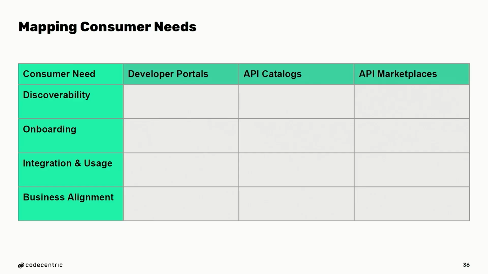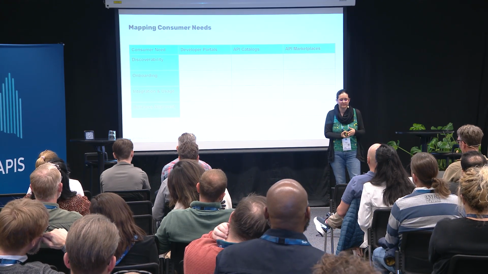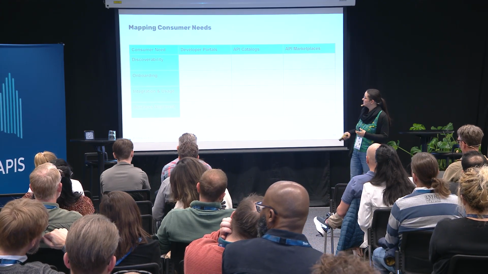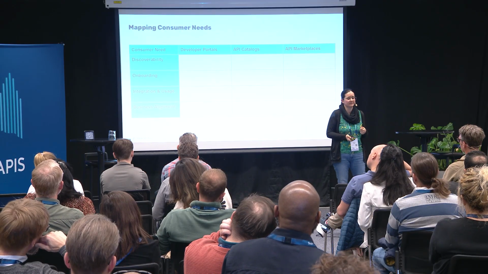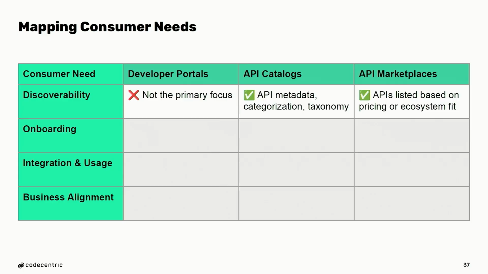And then we're getting back to the consumer needs that we saw at the beginning, the pain points, the discoverability, the onboarding, the integration and usage, and the business alignment. And we'll check with the 3 tools that I presented for the consumers. How does this map to the needs that we saw?